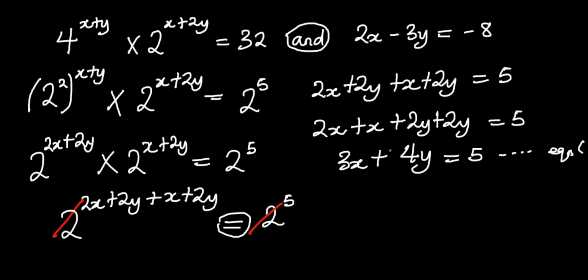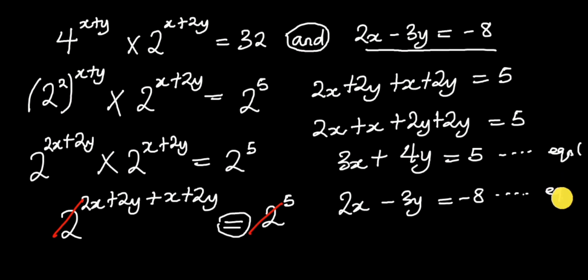That's all we can do for now. So let's call this equation 1, and then look at equation 2. That is 2x minus 3y equal to -8, and this is equation 2. Now we're going to try solving this using the elimination method.